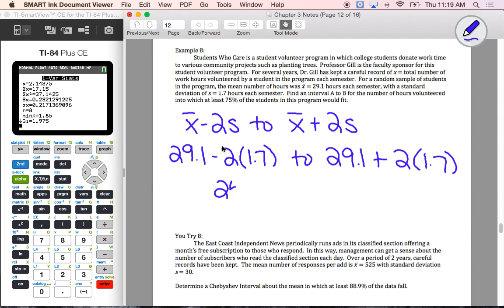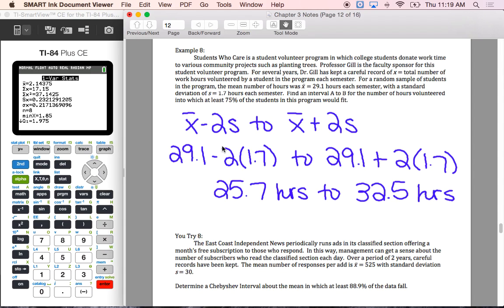So we have 25.7 hours to 32.5 hours. So we are saying for this problem, because we're looking at volunteer hours in a semester for college students, at least 75% of the students would fit into the group that volunteered from 25.7 hours to 32.5 hours each semester. So at least 75% of the students would volunteer between 25.7 hours to 32.5 hours.